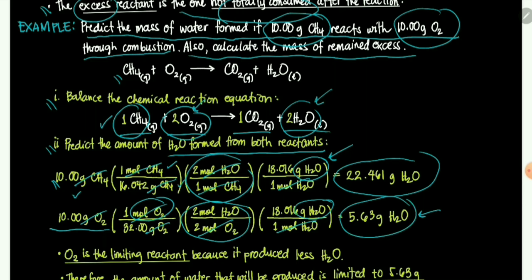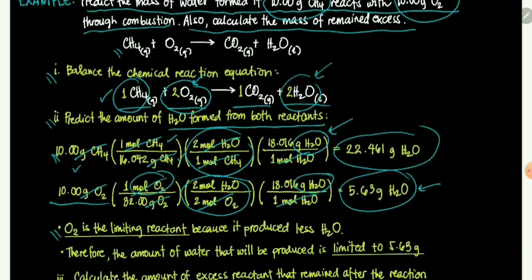Okay? So, mapapansin nyo that the oxygen is the limiting reactant kasi siya yung nag-produce ng less amount of water. Kasi siya yung mauubos dyan sa reaction. Kasi 5.63 grams lang yung mapuproduce ng water kahit 10 grams pa yung CH4. Okay? So, after the 5.63 grams of water, ubos na si oxygen. Okay? So, siya yung limiting reactant.